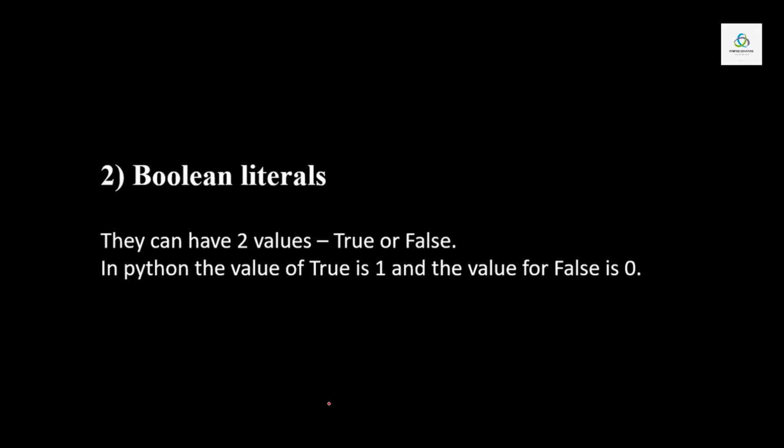The next one is Boolean literals. You know what the Boolean values are? It consists of true and false. Similarly, Boolean literals have two values, true or false. In Python, true is assigned as 1 and false is assigned as 0.